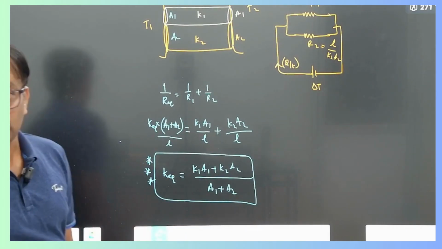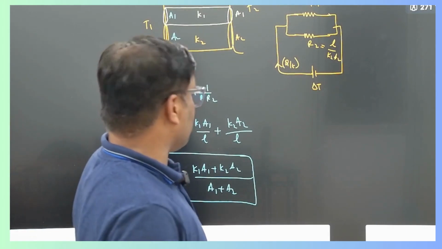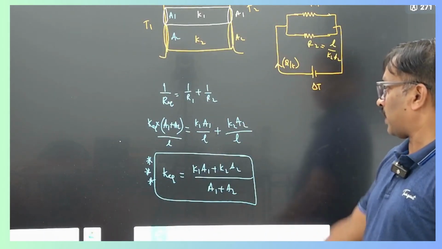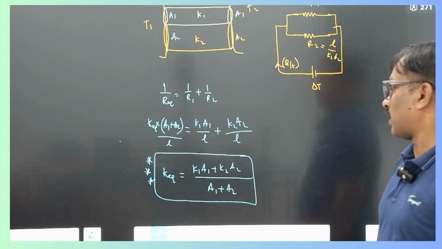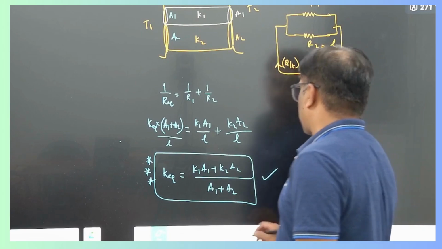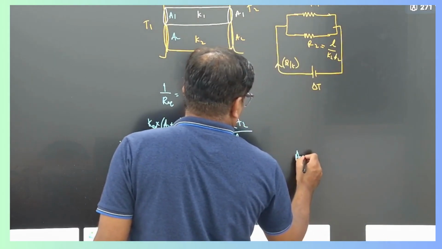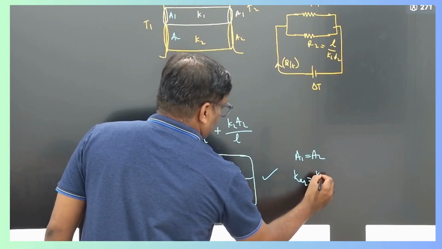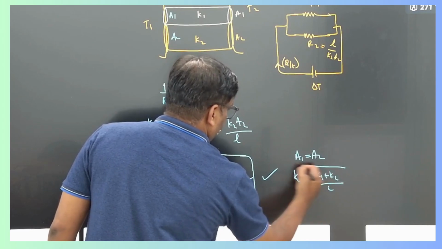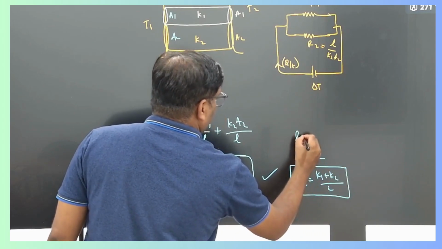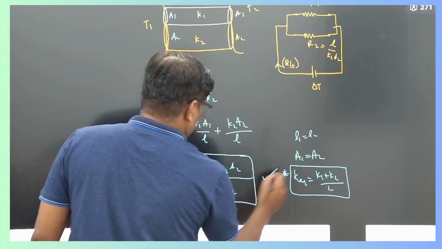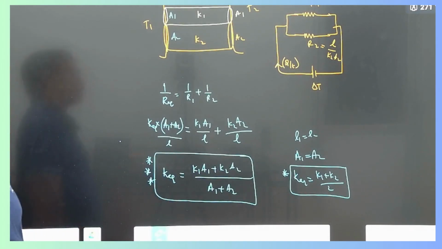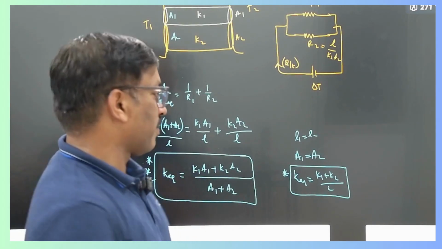Clear? In this way we can solve the problems whenever they are connected in parallel. This is also very important: if areas A1 and A2 are also equal, then K equivalent is K1 plus K2 by 2. This is the condition, when L1 and L2 are also equal. In this way you can solve the problems if they are connected in parallel.